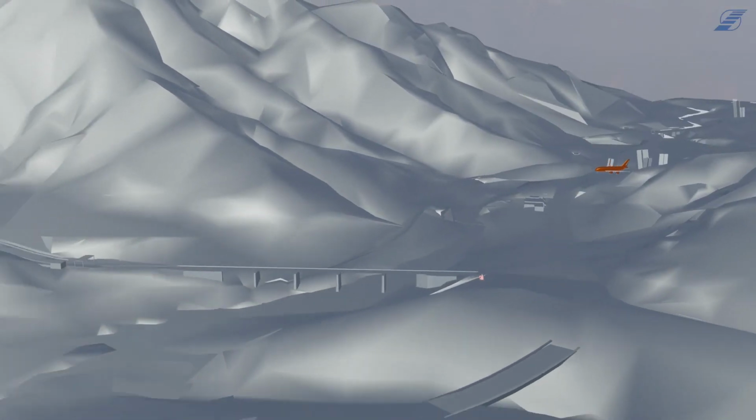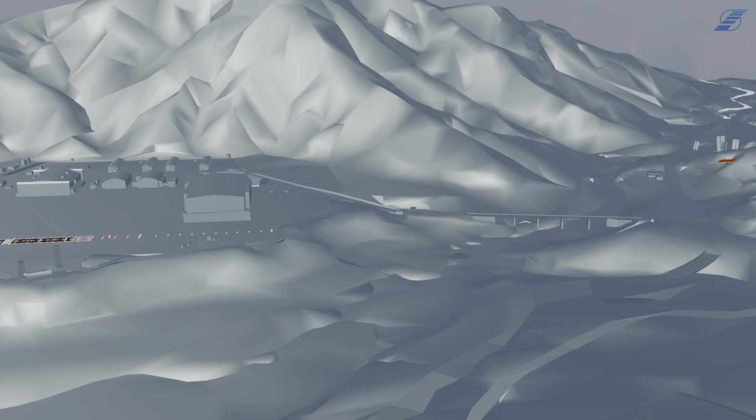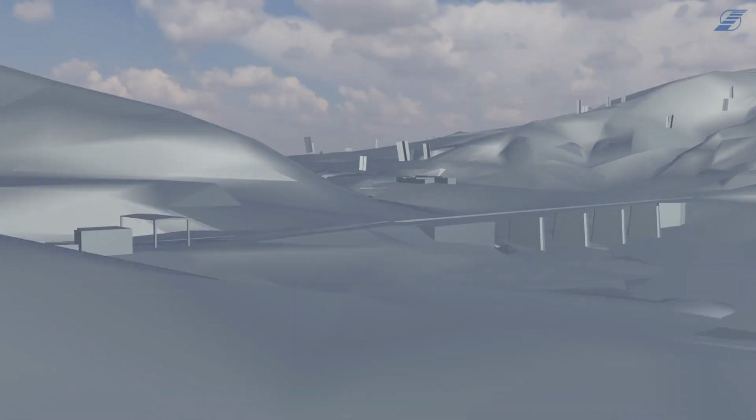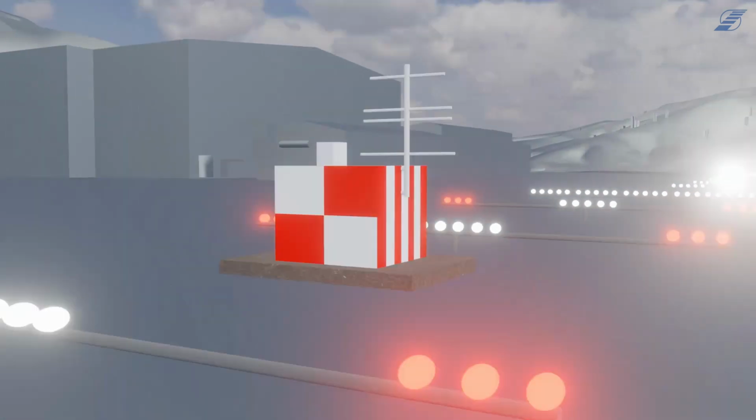Another important component for this system are markers. The outer marker, the middle marker, and the inner marker.